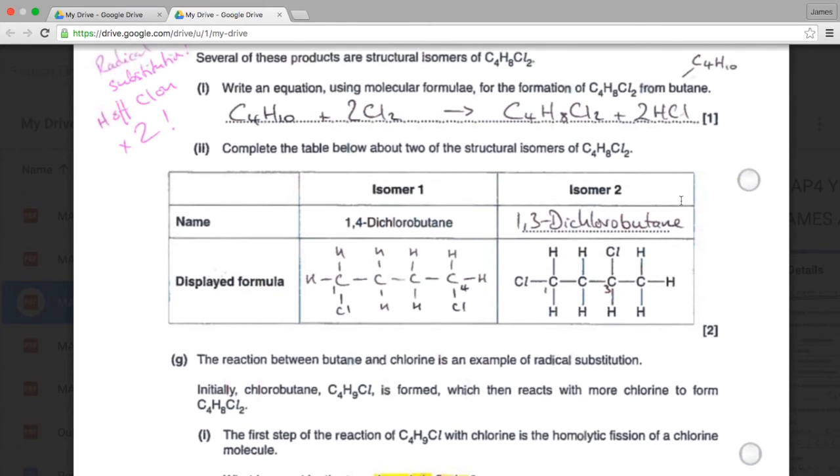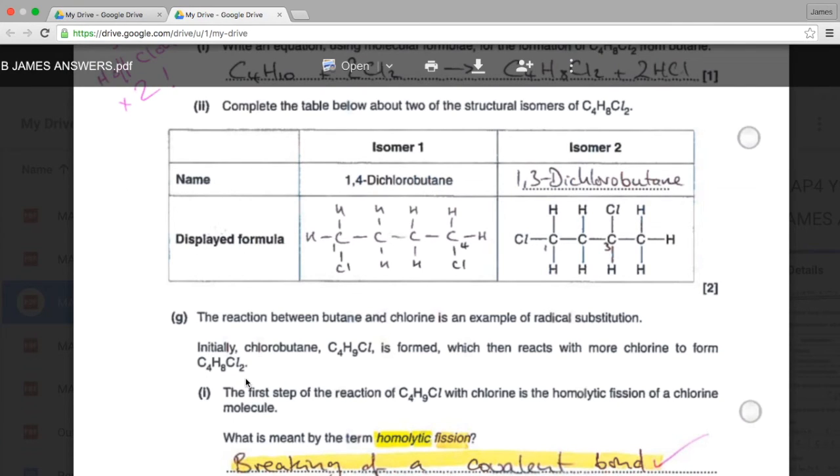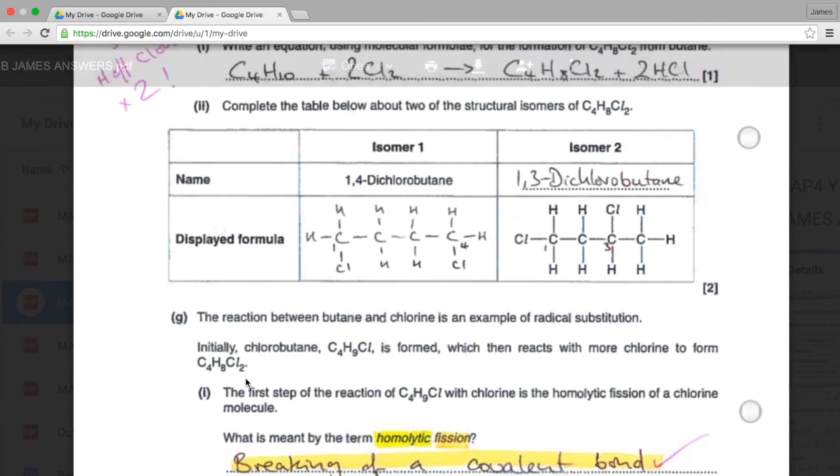Complete the table below about 2 of the structural isomers of C. So now we've got to complete this table about 2 structural isomers of this dihalogenoalkane. So we're given the name of isomer 1, and we have to draw the displayed formula. So 1,4-dichlorobutane, there'd be 4 carbons in the continuous chain, chlorines at positions 1 and 4, and then we're given this one. So where are the chlorines? They're at 1 and 3. So this is 1,3-dichlorobutane.